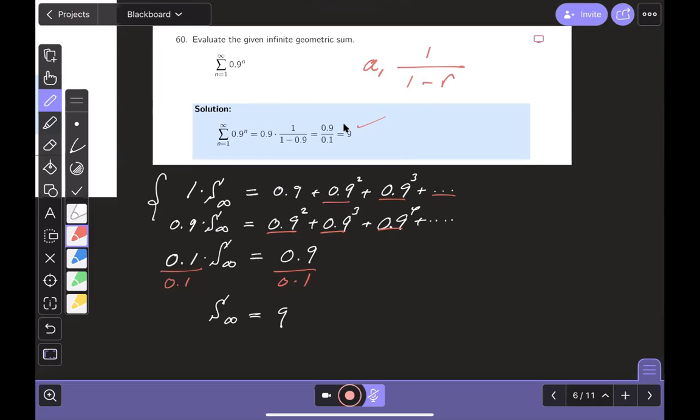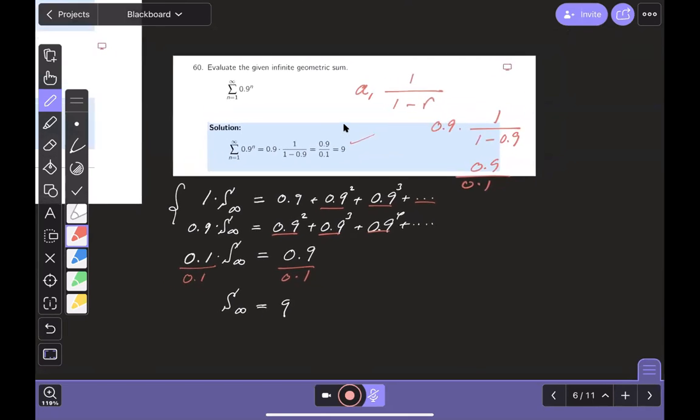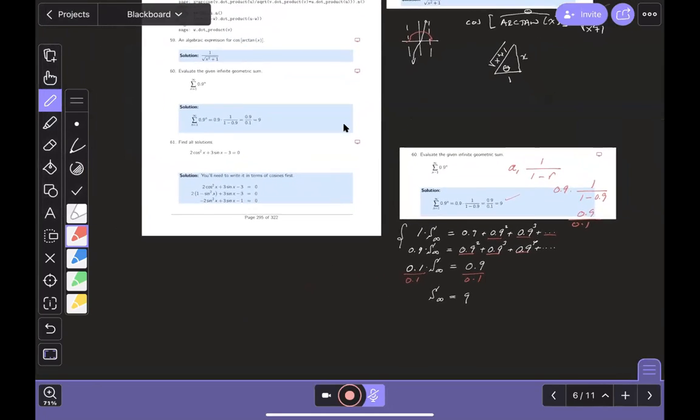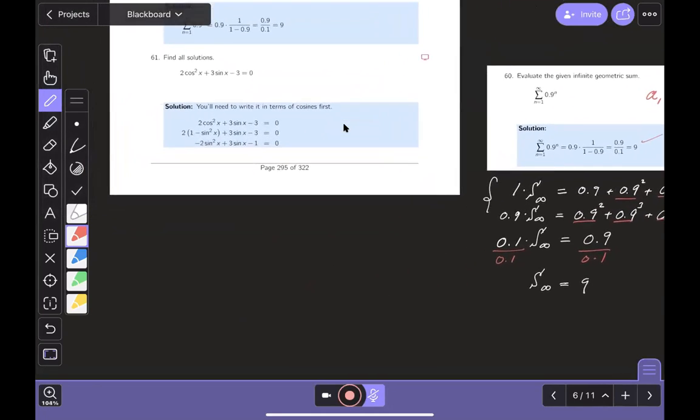A1 is 0.9, 1, and the common ratio is 0.9. What do you get over there? 0.9 over 0.1. Whoops, I did it again. And that would still be 9. All right, formula or thinking, get the same thing each time. All right, 9. The answer is there for you. You might be surprised calculus can do that as well. So that was number 60. And let's go to number 61 now.